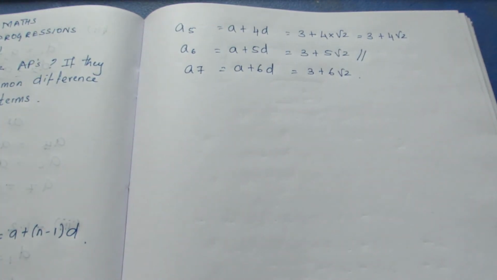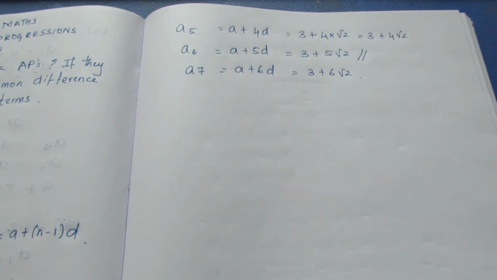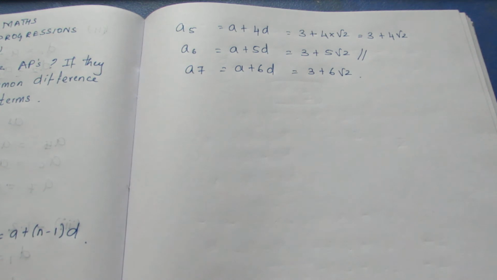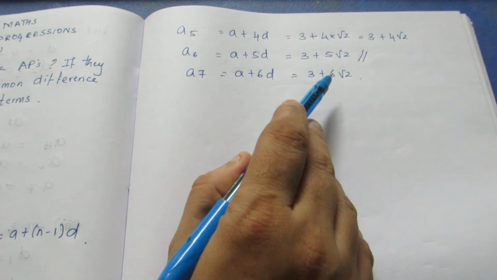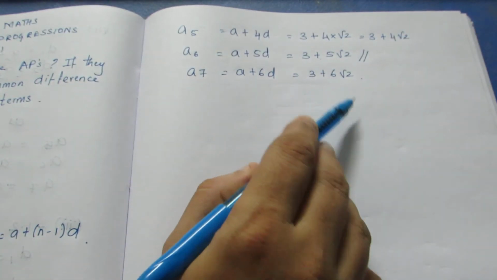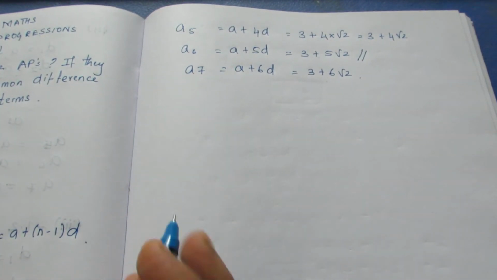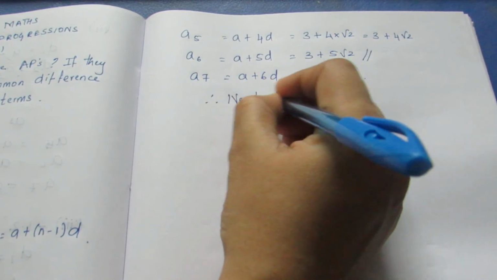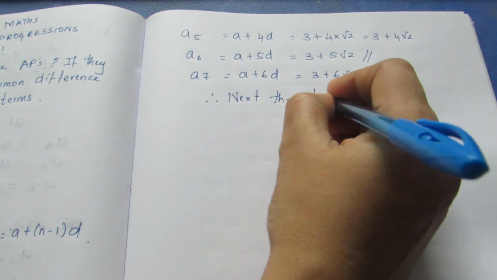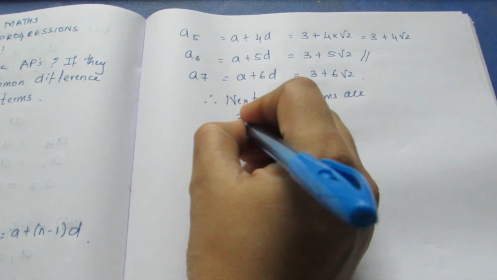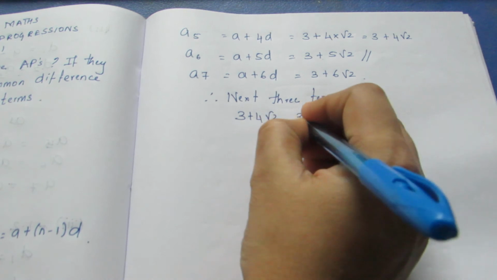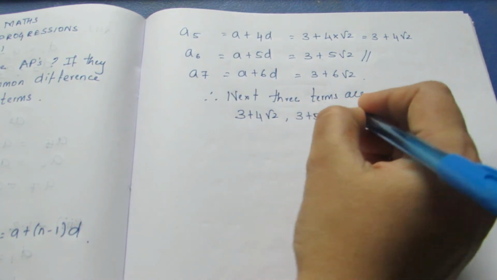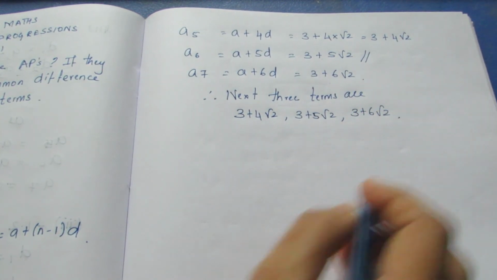So if you see the question, we can see it is 3 comma 3 plus root 2, 3 plus 2 root 2, 3 plus 3 root 2, then it will become 3 plus 4 root 2, 3 plus 5 root 2, 3 plus 6 root 2. If it goes on, it is 7 root 2, 8 root 2 with 3. So you can write, therefore, next three terms are 3 plus 4 root 2 comma 3 plus 5 root 2 comma 3 plus 6 root 2.